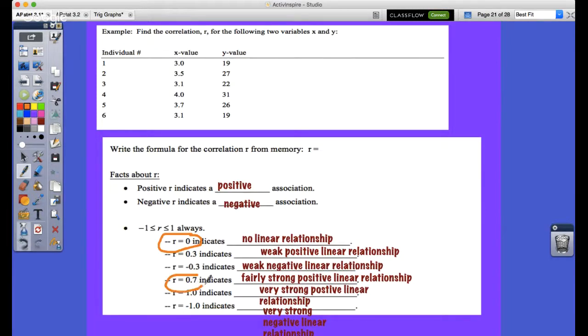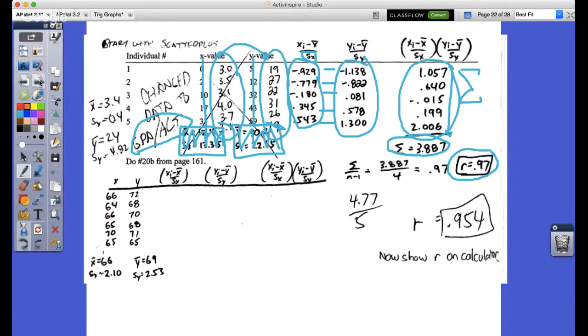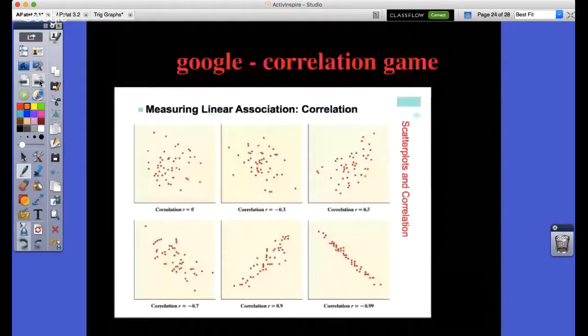Okay, 0.7 is fairly strong. You could say moderately strong as opposed to a perfect one. But it is still a strong positive linear relationship. If I had -0.7, I'd say fairly strong negative linear relationship, right? Okay, so again, -1 is perfectly negative, and 1 is perfectly positive linear relationship, okay? We went through that in the notes. We went through the calculator. That's perfect. You see this here?